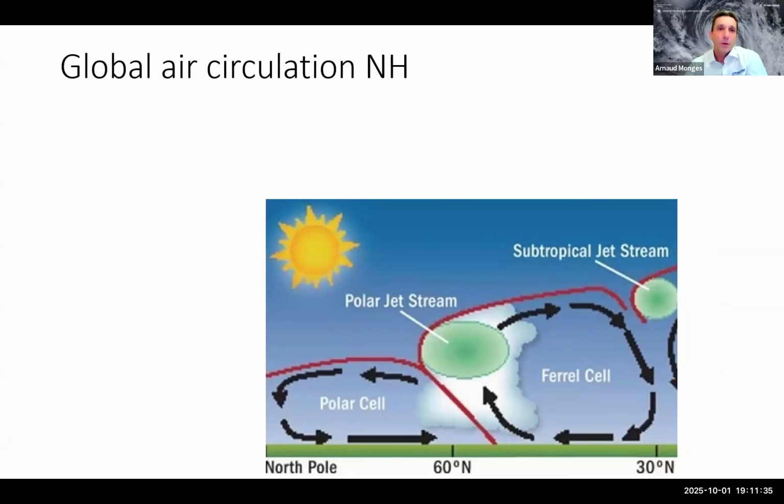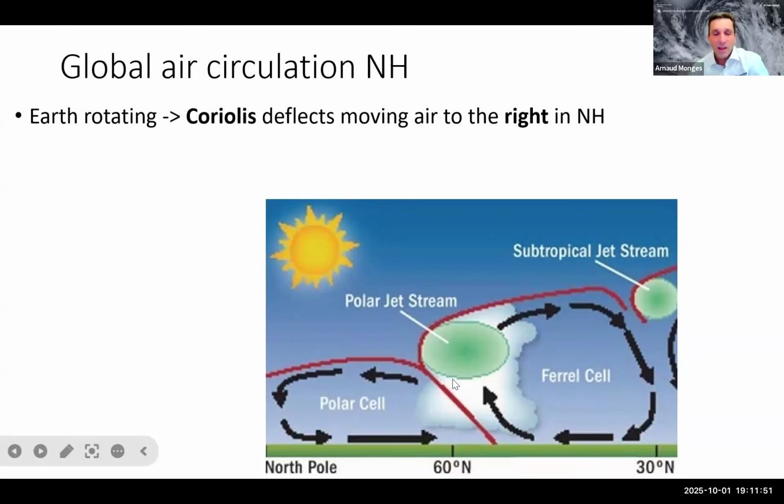So now I'm going to focus on the global air circulation just for the North Hemisphere. In fact, during most of this talk, I will talk about the North Hemisphere. I have just zoomed on this picture, just on the polar front. So what I mentioned before is because the Earth is rotating, it creates a force. We call it the Coriolis force. And the effect is going to deflect moving air to the right in the North Hemisphere.